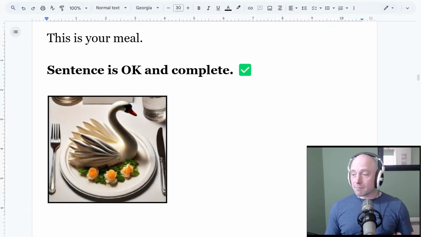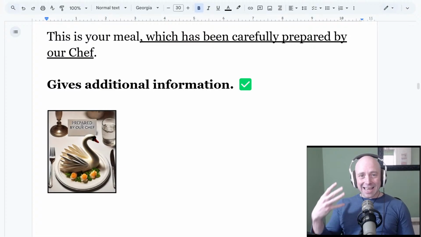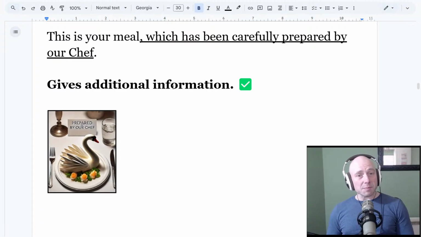So here is your meal. The sentence is okay and complete. Great. And here's another thing we could say. This is your meal, which has been carefully prepared by our chef. Again, we're giving additional information here. This information is not necessary. We only have one meal. There is only one meal. This is your meal. That's a full sentence. And then we can add information and say, which has been carefully prepared by our chef.